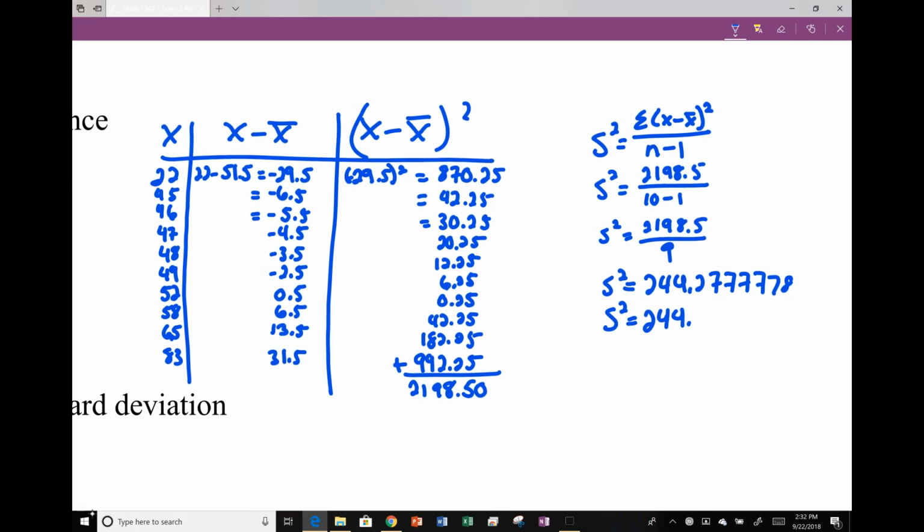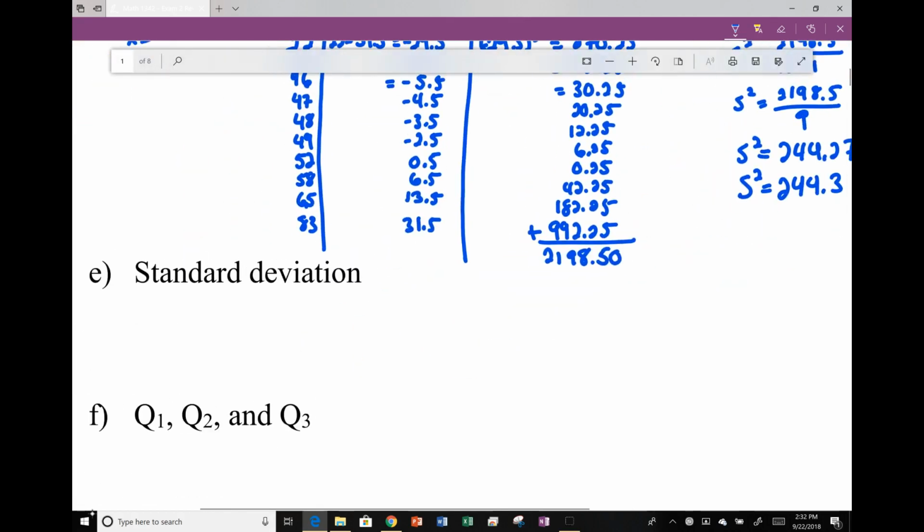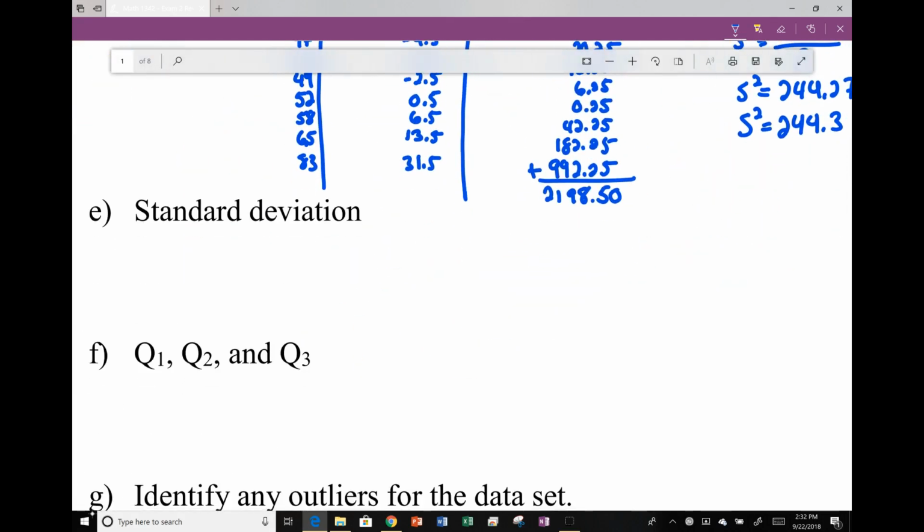is 244.3. We need this number because in order to find the value that we actually use more often, we have to find the variance. Well, the value that we use the most is standard deviation.